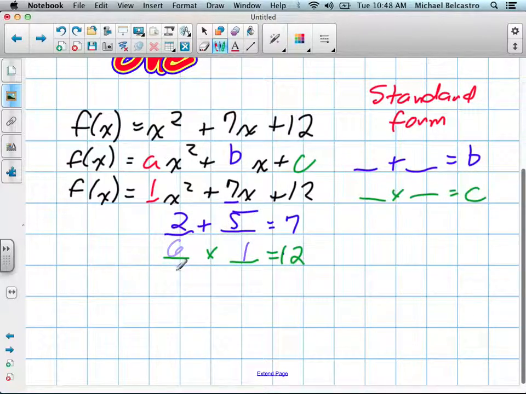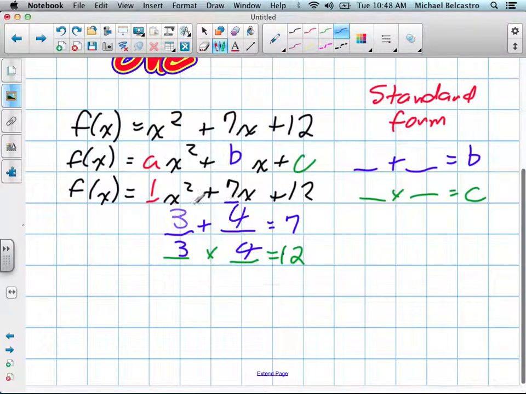2 and 5, well, 2 and 5 don't multiply to 12. Okay, that's not right. 3 and 4 add to 7. And they do multiply to 12, so that's it. As soon as I've gone through that, I know that 3 and 4 add to 7 and multiply to 12. And some of you could have figured that out in your head.